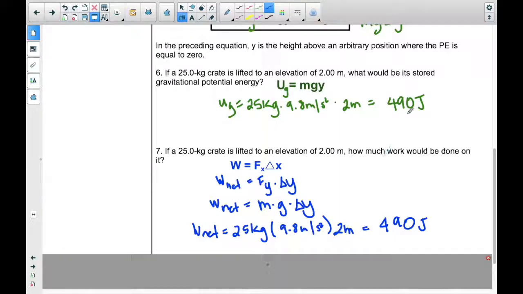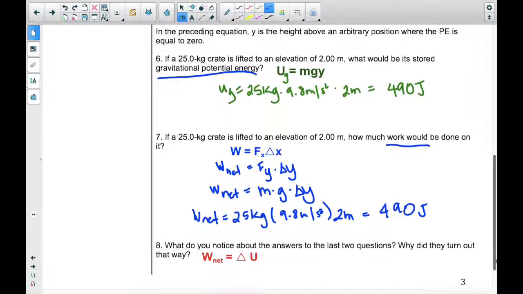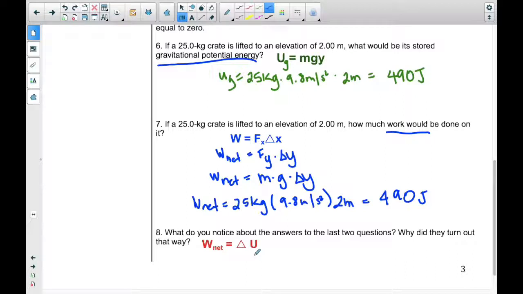Let's look at what the question was even asking. On the first question, it's asking for the stored gravitational potential energy. And the second question has the same information, but it's asking how much work would be done to move it. Well, remember that the net work is the change in potential energy.